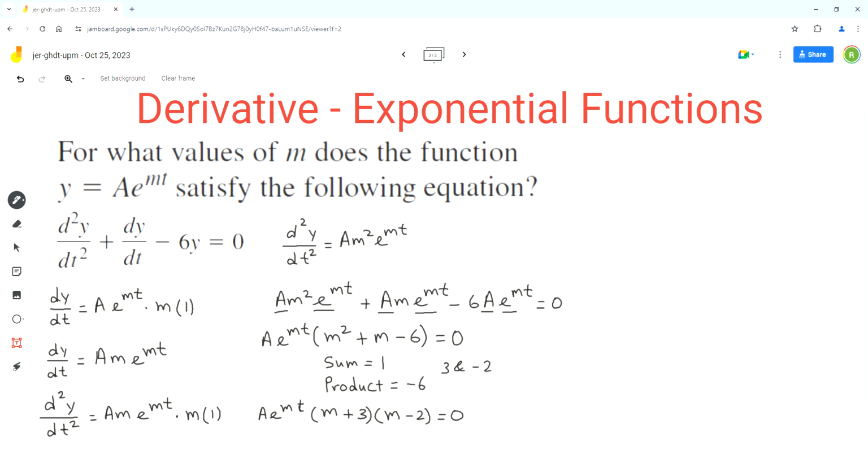Now we can solve for m. So we get three cases. So for the first case, a times e to the power mt equals 0. Now there is no value of m that will make this expression equal to 0 because m is in the exponent of e, and e is a constant, Euler's number. So this case gives us no solution.